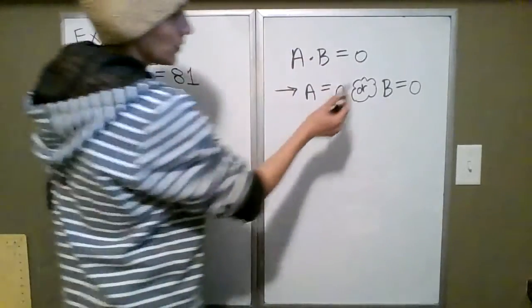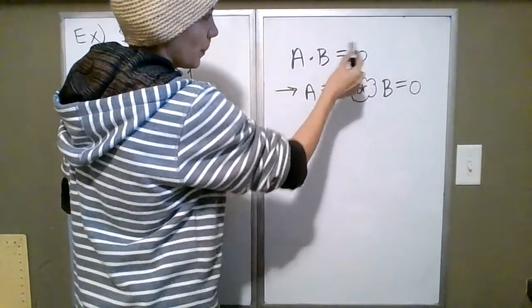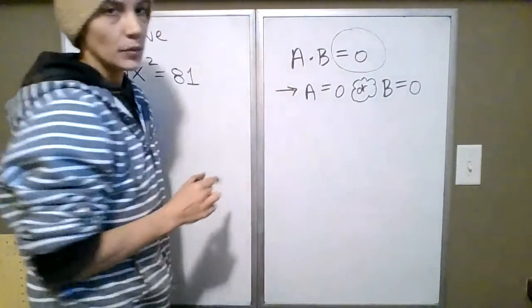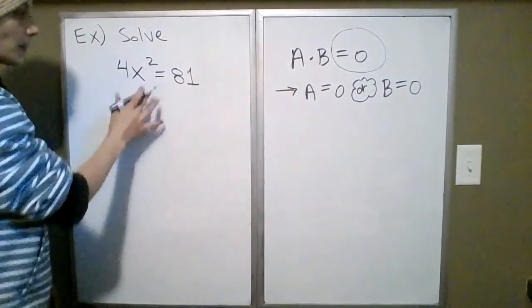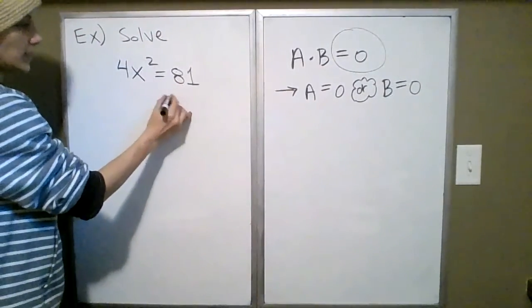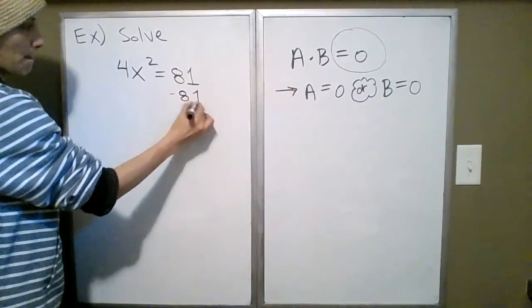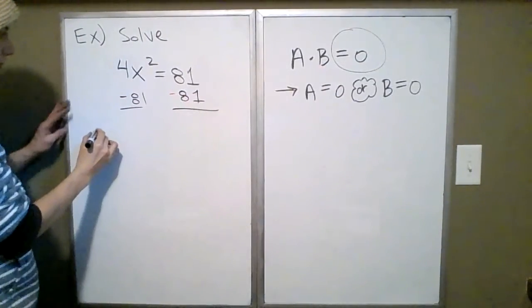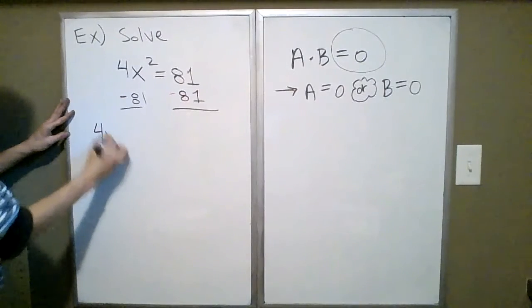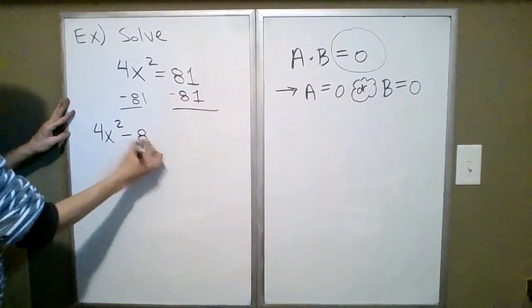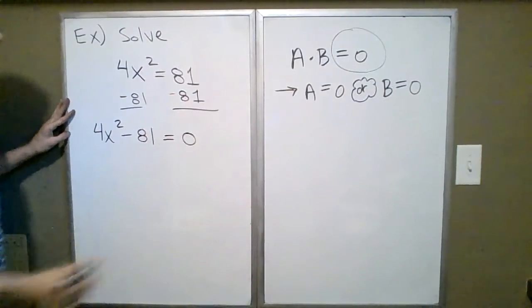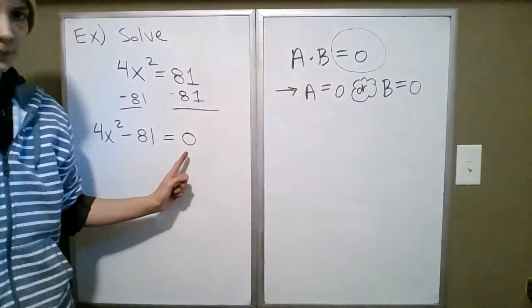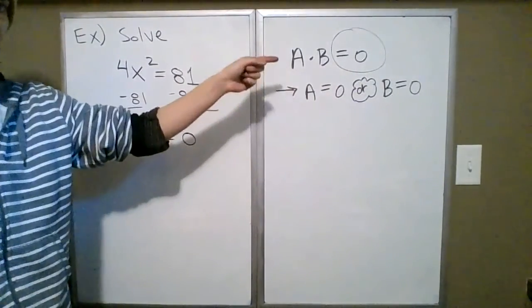So the first part is to get your equation equal to 0. Let's subtract 81 from both sides. And then 4x squared minus 81 is equal to 0. So I got that part. Now we're starting to get there with a match for that first line.